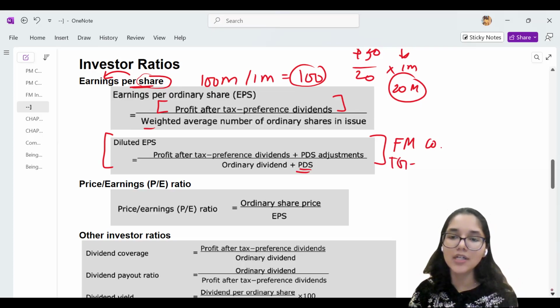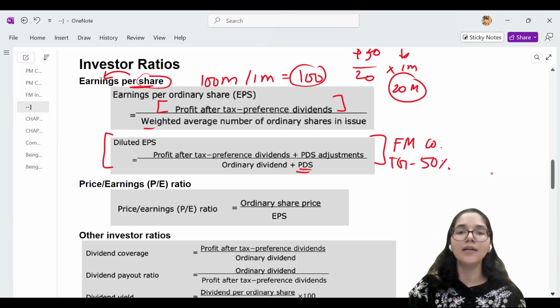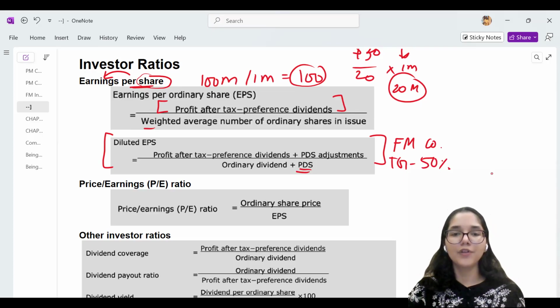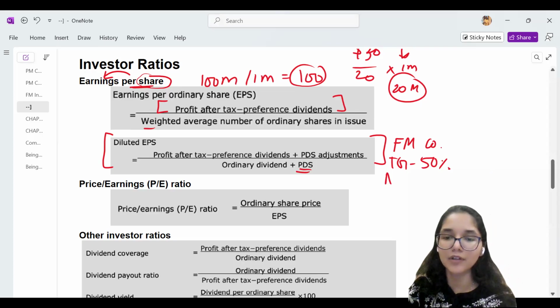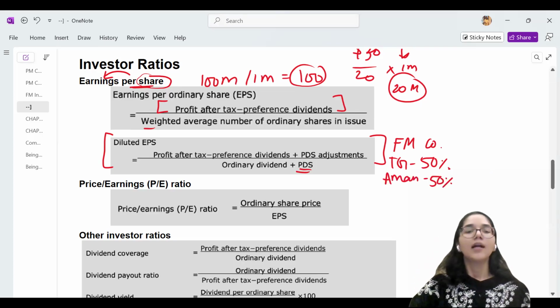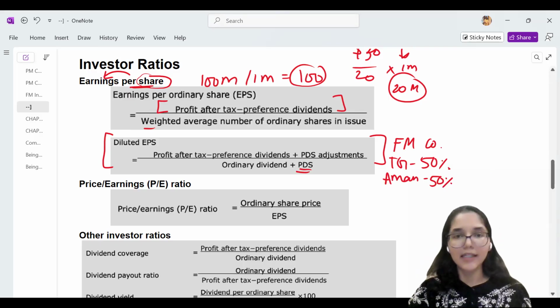So TG owns 50% of the company. And let's suppose any one of you, maybe Aman. So Aman holds 50% of the company. So we together are holding 100% of the company. Now, what happens is we were in need of capital.